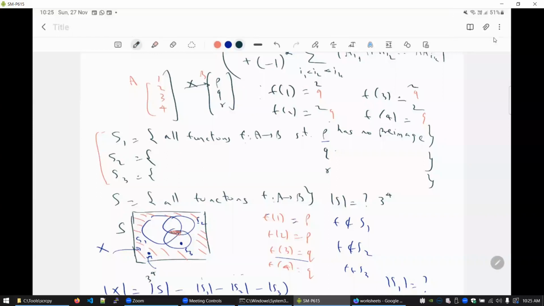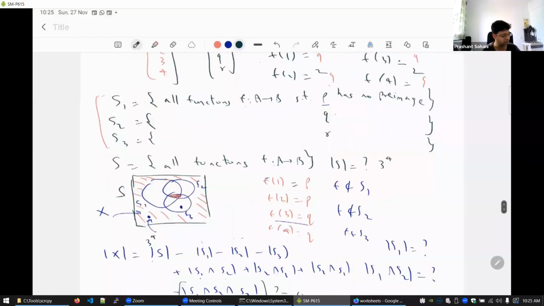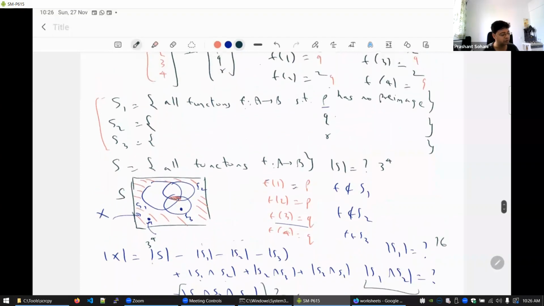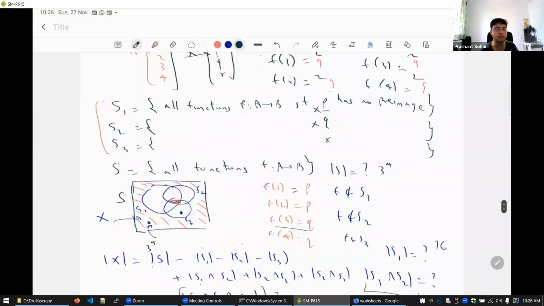2 to the power 4. 2 to the power 4, 16, correct? So mod of S1 is 16. And whatever is the answer of S1, S2 and S3 will have the same answer, because instead of P, we are just considering Q or R. So mod of S1 has 16 possible answers. What about S1 intersection S2? So S1 intersection S2 means we are looking at a function which does not use P and also does not use Q. So how many such functions can we create? 1. Only one, right? Because we are forcing all the values to be equal to R.